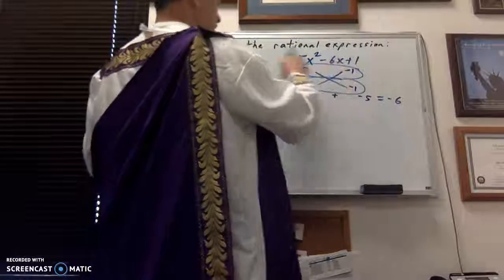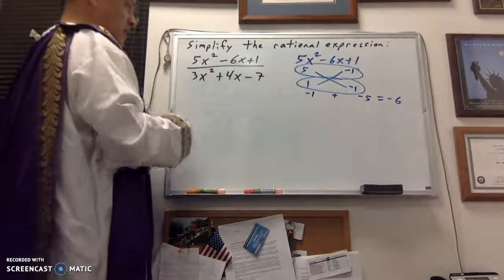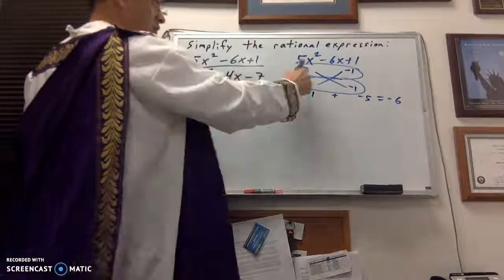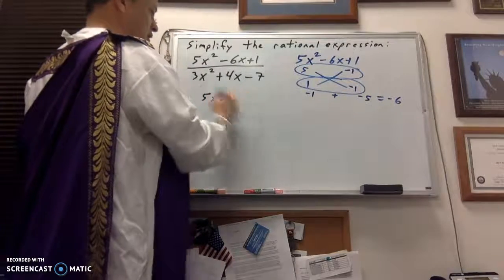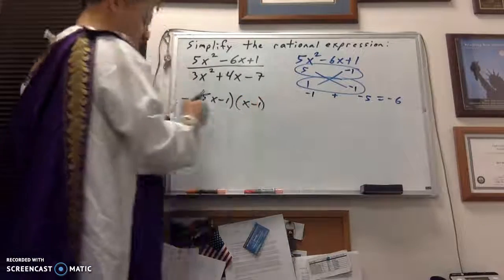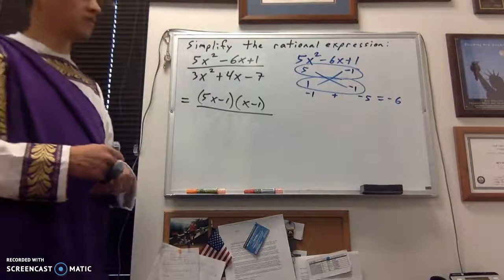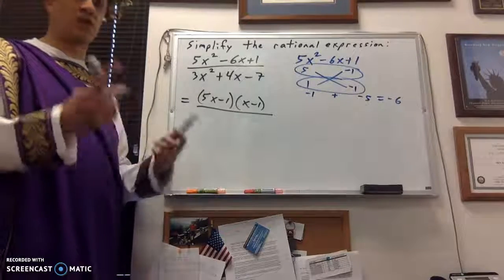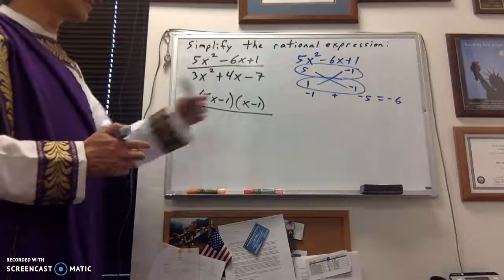So the factors we're looking for in my numerator are going to be 5x minus 1 and x minus 1. So I took a different approach to factoring that you may or may not be used to. If you like this approach, then go ahead and run with it. If you've got your own approach, run with that too. I don't care, as long as you get the right factors.